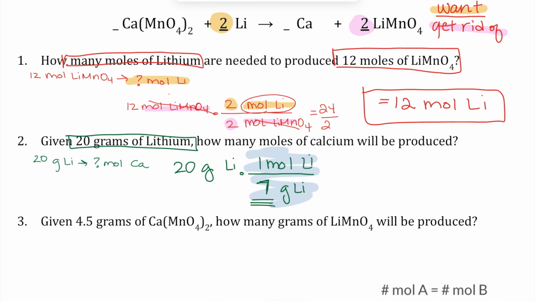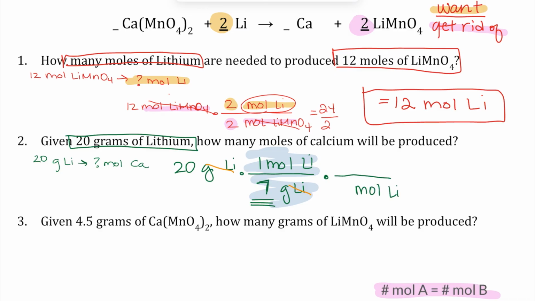Lithium has a molar mass of 7. There's my first step. I've gotten rid of my grams of lithium. Now, in my second step, I'm going to use my mole to mole conversion, so number of moles of A to number of moles of B. I want to get rid of what is currently in the numerator of my setup. I'm getting rid of moles of lithium.